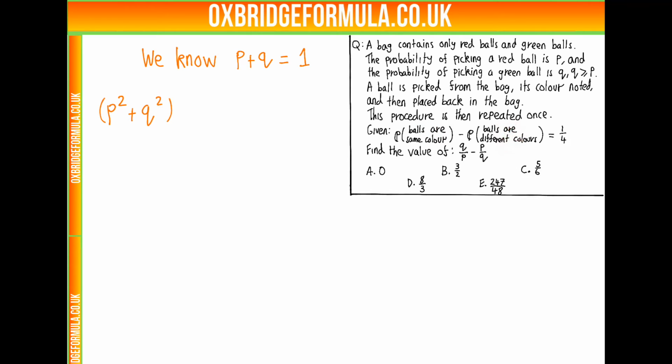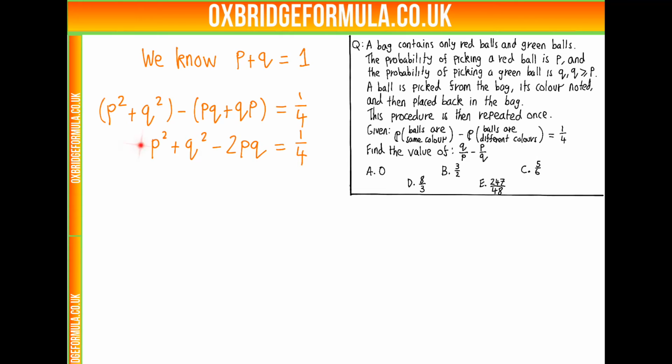And then what about the probability balls are different colours? Well, we can pick a red then a green, or a green then a red, so PQ plus QP. And again, clearly these can't happen at the same time, so we can just add them. And we know if we do this, we get a quarter. So let's expand this. P squared plus Q squared minus 2PQ is equal to a quarter.